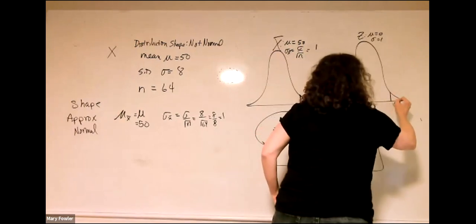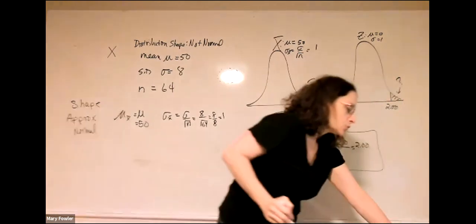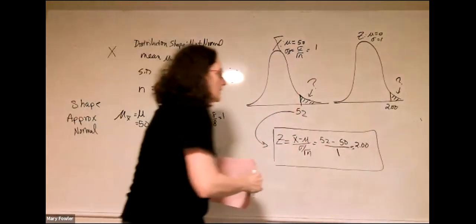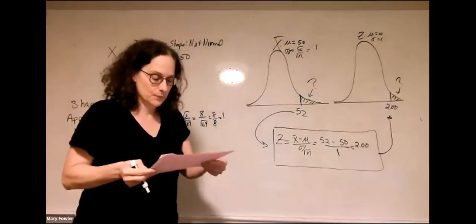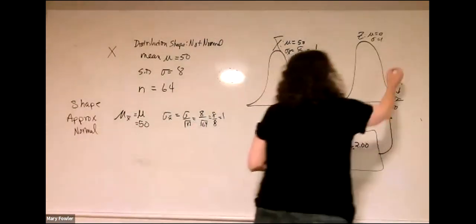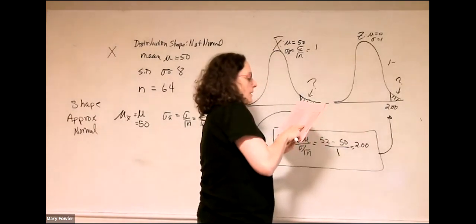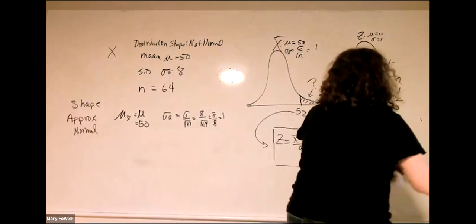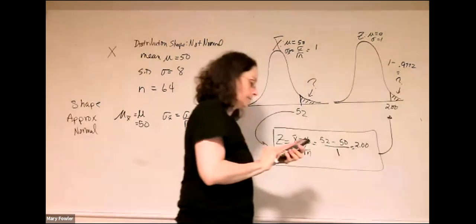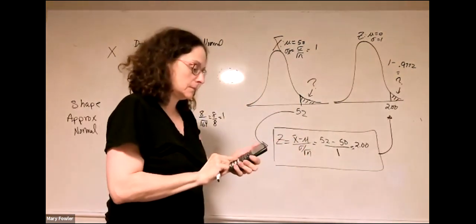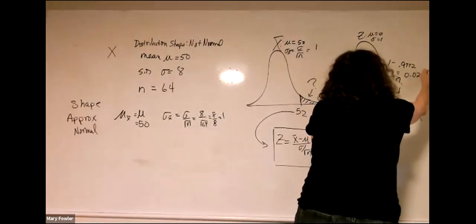We are looking for the area to the right of Z equals 2.00. So right tail, strategy is 1 minus the direct lookup. So it's 1 minus 0.9772, which is 0.0228.